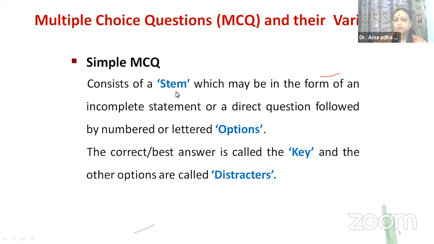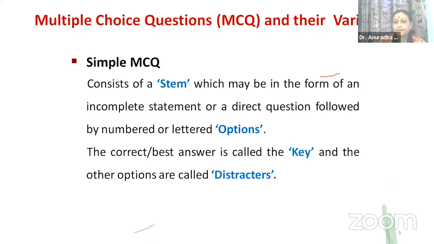And then you have different options labeled as A, B, C, D, or sometimes numbered as 1, 2, 3, 4, though the more common format is labeling the options as A, B, C, and D. So you have the component which is the stem, and you have the options component. Now, among the options, one of them is the correct answer, which is the key, or the keyed response that we call, which is the correct answer, or sometimes the best answer.